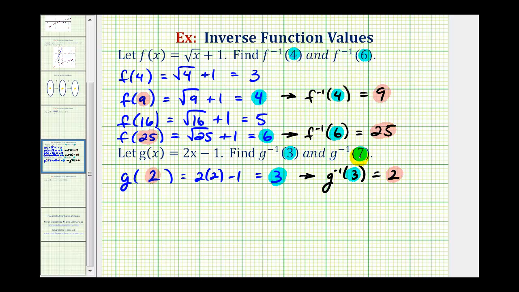To evaluate g inverse of 7, we want to find an input into g so that the output is equal to positive 7. So notice if we had 2 times 4 minus 1, that would be 7. So g of 4 would equal 2 times 4 minus 1, or 7. So in g, when the input is 4, the output is 7. Therefore, g inverse of 7 is equal to the original input of 4. I think understanding how this works is helpful to really understand the relationship between a function and its inverse. I hope this was helpful.